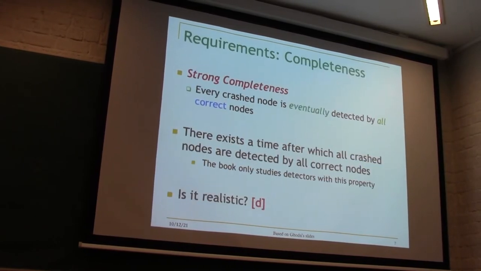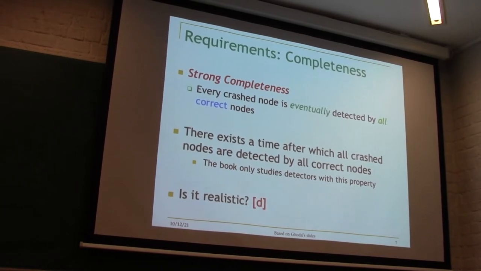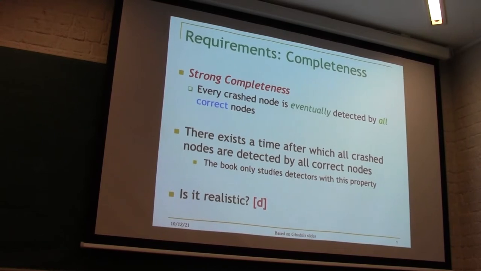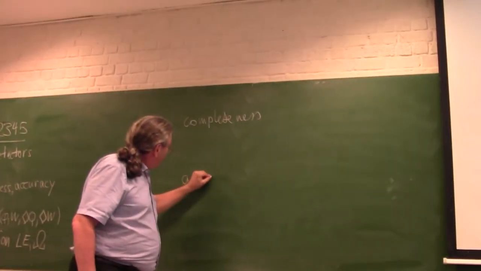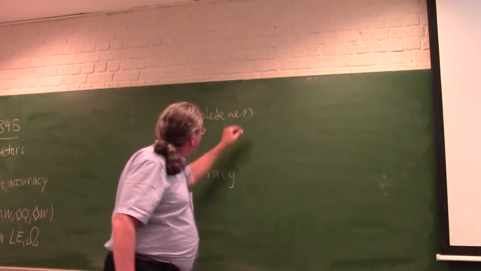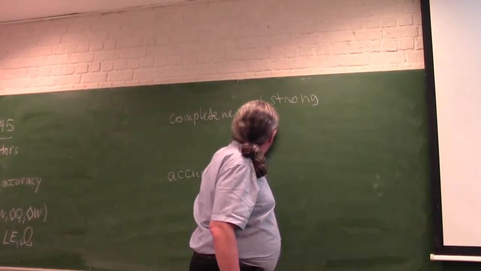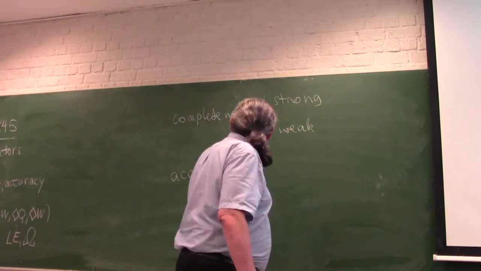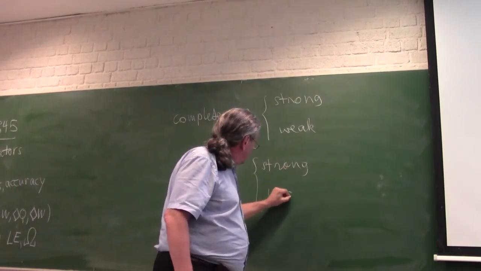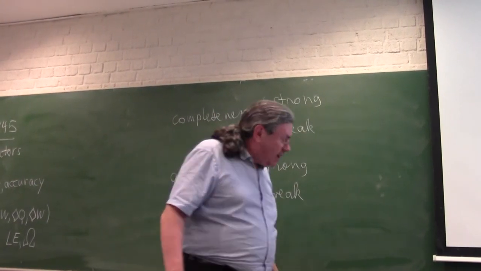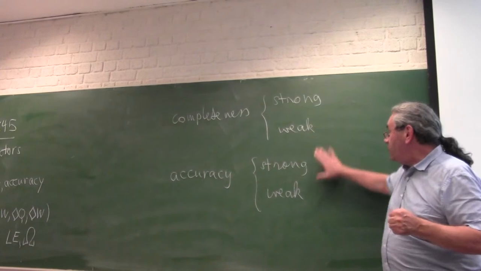So let me say now a little bit more about completeness and accuracy. Completeness and accuracy are actually pretty strong properties. So we actually define different versions of them. We have strong and weak completeness, and we define strong and weak accuracy. And the reason is that it's not always possible to really do the best, so we have these weaker versions.